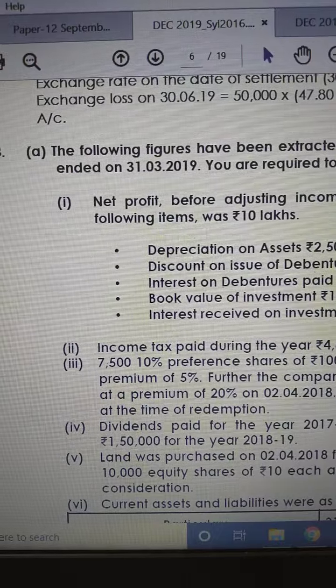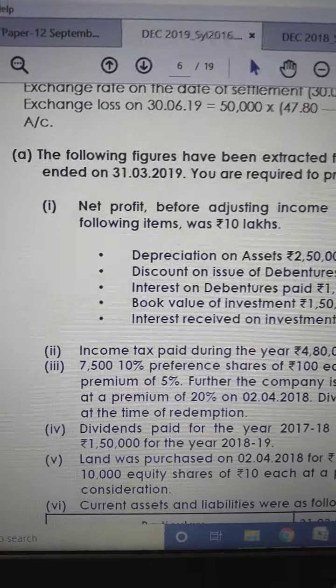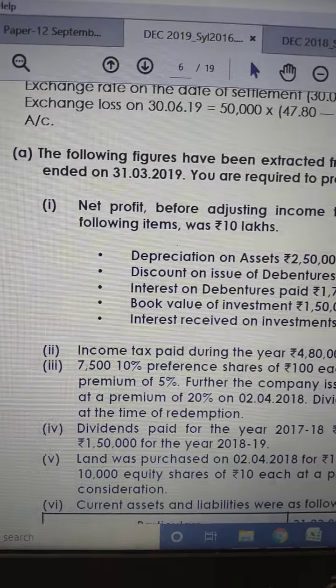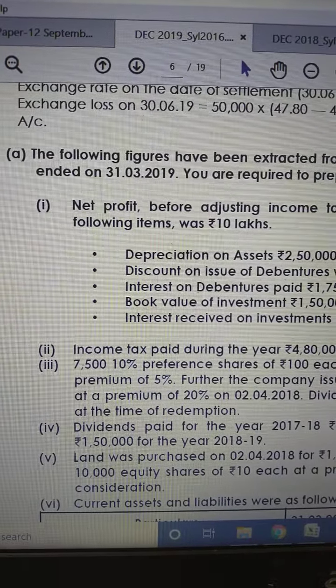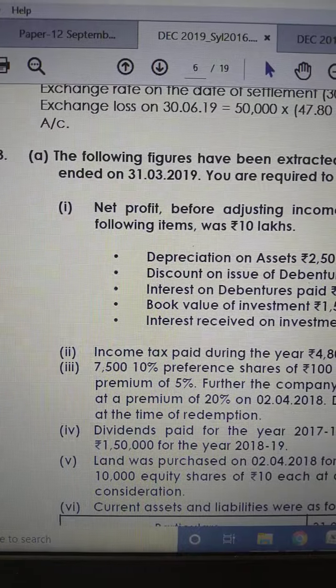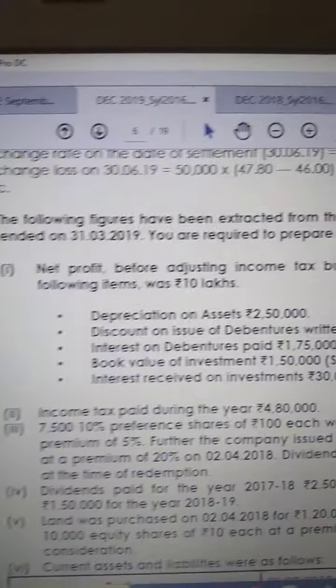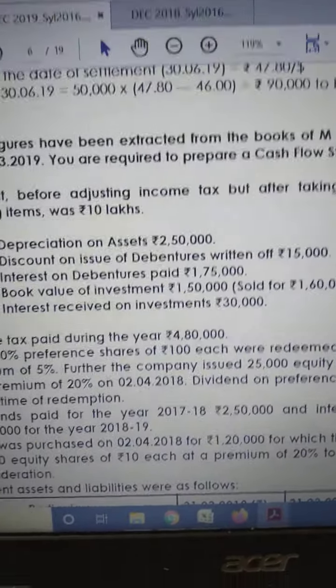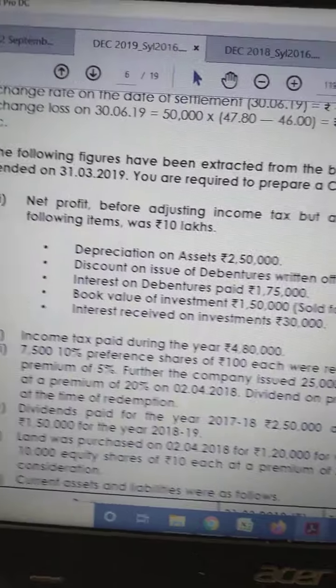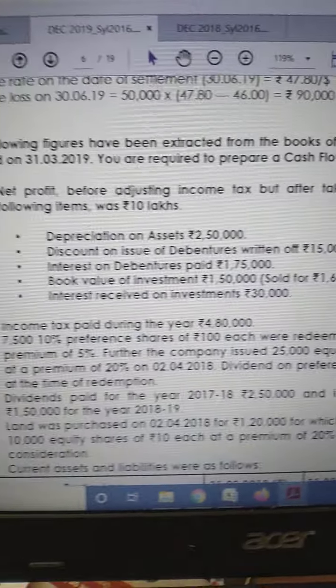This PDF will open. Please go through the question. This is December 2019, syllabus 2016, and the question number is 3A. Just go through the question first. The following figures have been extracted from the books of M Limited for the year 2019. You are required to prepare the cash flow statement.